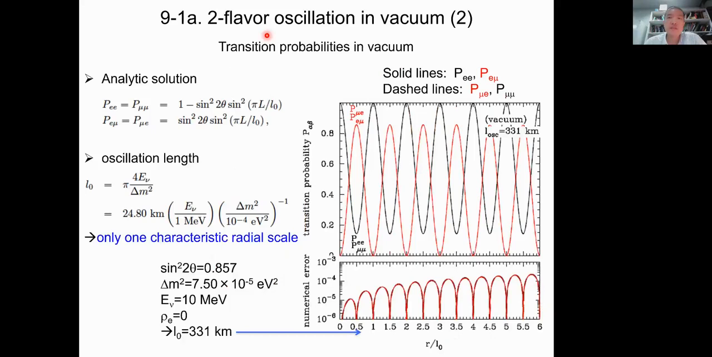How about transition probabilities in vacuum? This figure shows the calculated transition probability for the transition from alpha to beta. And it agrees with the analytical solution in the vacuum oscillation case. In this transition probability, there is only one characteristic radial scale, this period. If we take these neutrino parameters and neutrino energy, then the oscillation length is 300 kilometers.